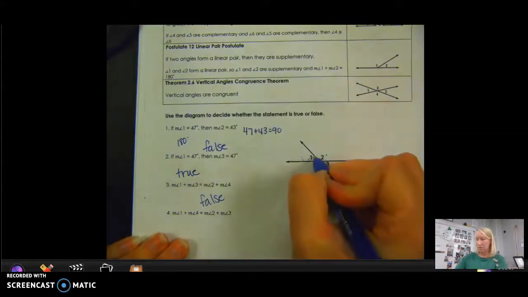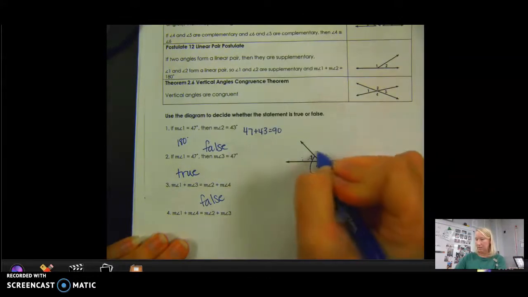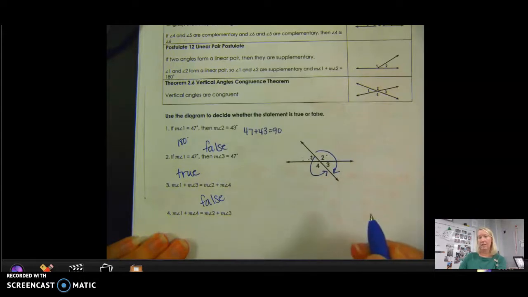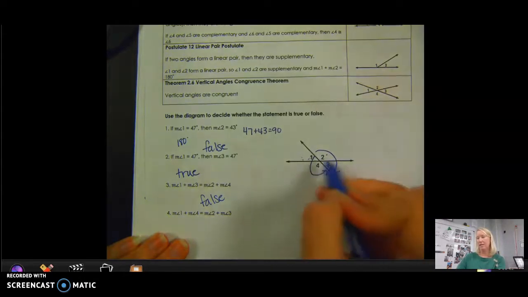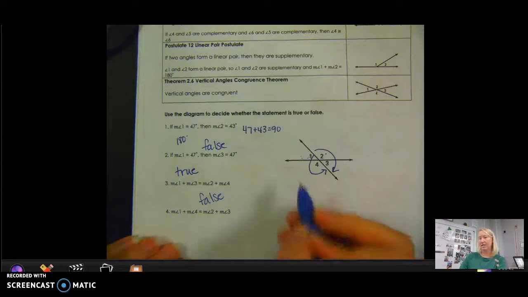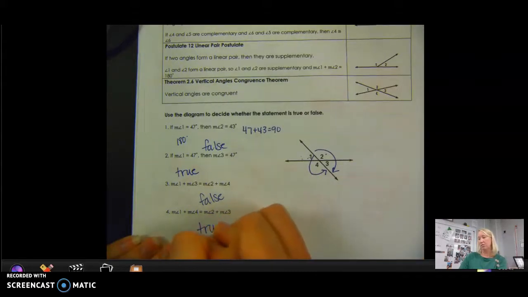But if we said 1 plus 4 is equal to 2 plus 3, well, 1 and 4 make a linear pair, so that's 180. 2 and 3 make a linear pair, so that's 180. So this one would be true. Okay.